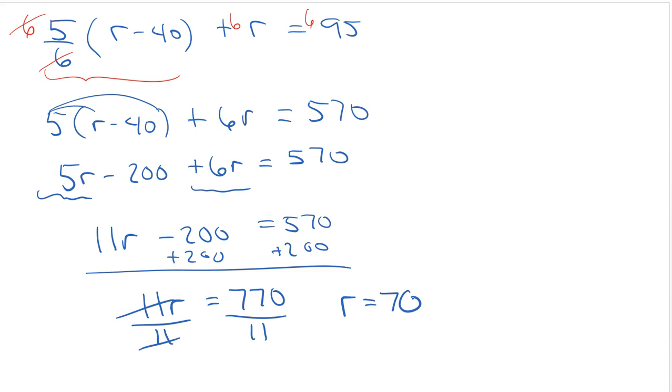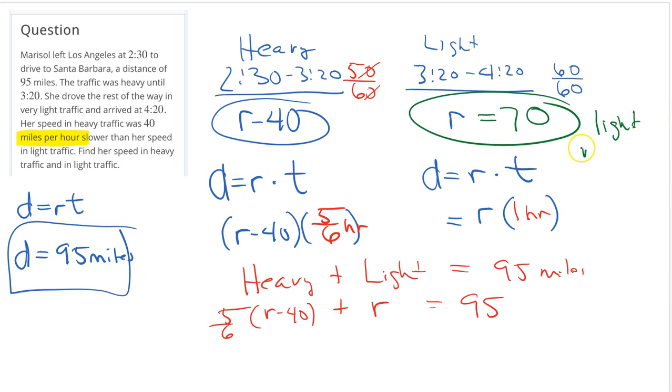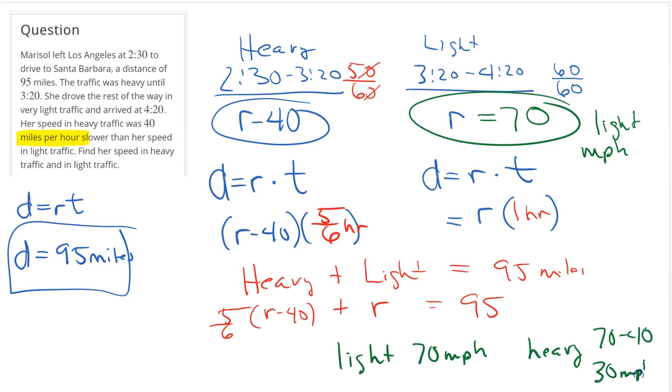Now, what did we just find out? Let's go back and look at our problem. We got that r was 70, okay, with all the scribble. So that's this one over here. This r is 70. And remember, that was light traffic. So Marisol was going 70 miles per hour in light traffic. Well, how fast was she going in heavy traffic? Well, it's 70 minus 40, right? So in light traffic, she was going 70 miles per hour. And then in heavy traffic, she was going 70 minus 40. I know you're way ahead of me there, is 30 miles per hour.